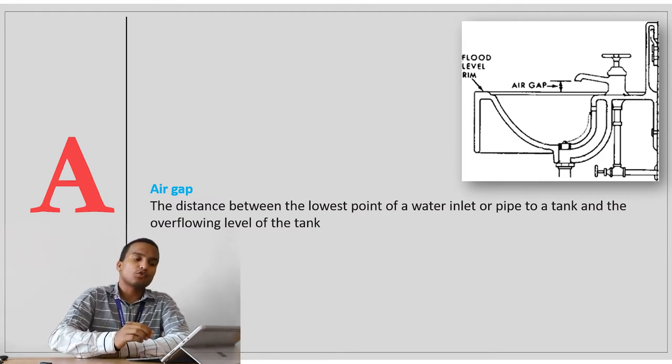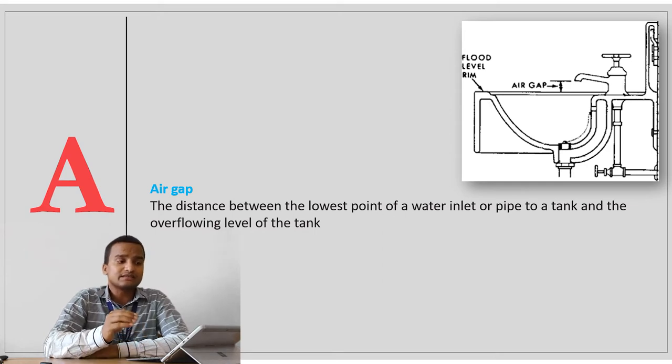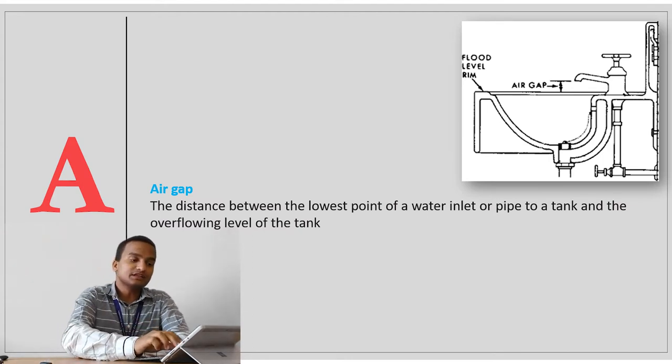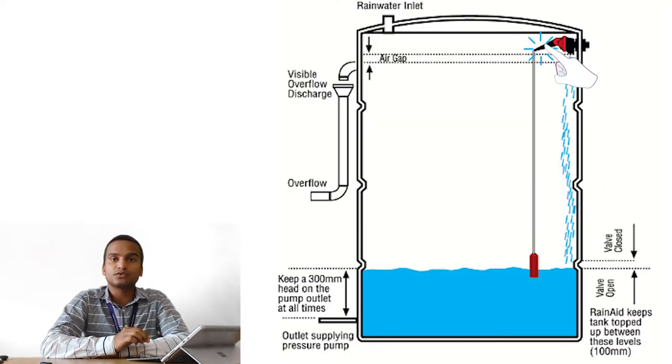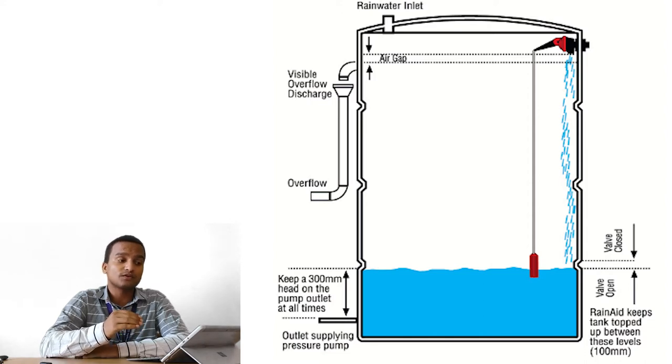Just seeing this picture, this is a wash basin and you are seeing a tap. So the distance between the lowest point of the tap from where the water is incoming into the wash basin and the overflowing level, the distance between these two levels is considered as air gap. Similarly, in the other picture, this is a water tank and there is an inlet which is supplying water. So we are considering the lowest point of the water inlet, and there is an overflowing pipe also, which is also called warning pipe, through which excess water overflows and we can see that the tank is full. So the distance between the lowest point of the water inlet and the highest point of the overflowing discharge pipe is considered as the air gap.